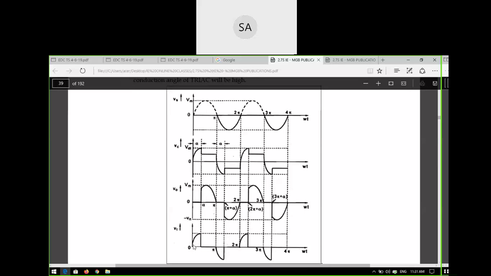So what will happen? Whenever the triac will be on, that is the charging time. So if it is in the conduction state, then it starts conducting when the firing angle alpha is reached. Correct or not? So this is the conduction angle. 180 minus alpha is called the conduction angle. So after the time alpha, once it starts, 180 minus alpha is the conduction angle. Okay. So after alpha it starts conducting.